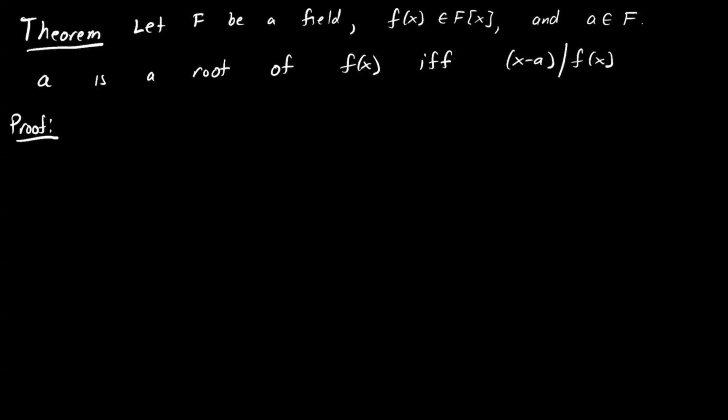We'll say let F be a field, f of x be an element of F bracket x, and a be an element of F. We'll say that a is a root of the polynomial f of x if and only if x minus a divides f of x. So this is a pretty straightforward proof given our previous result. So let's prove this. I'll say suppose a and f is a root.